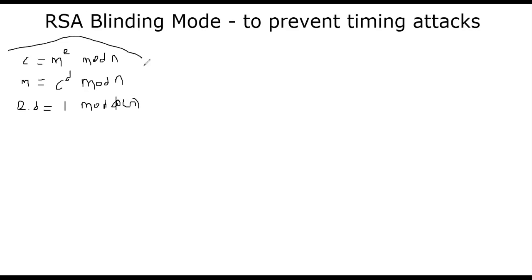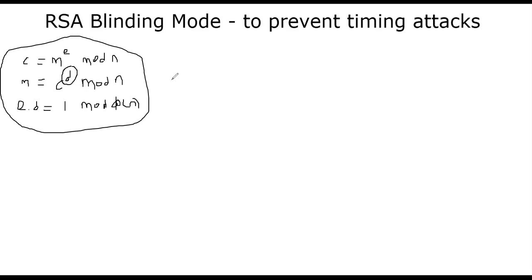The problem is that if you directly code this D, the private exponent, which only the owner of the public-private key pair would know, it turns out that one can perform timing attacks. Since D is in the exponent, based on a timing profile or a power profile, the attacker was able to extract lots of bits of the private exponent D. So the idea is to make it difficult for the attacker to extract the private exponent D.